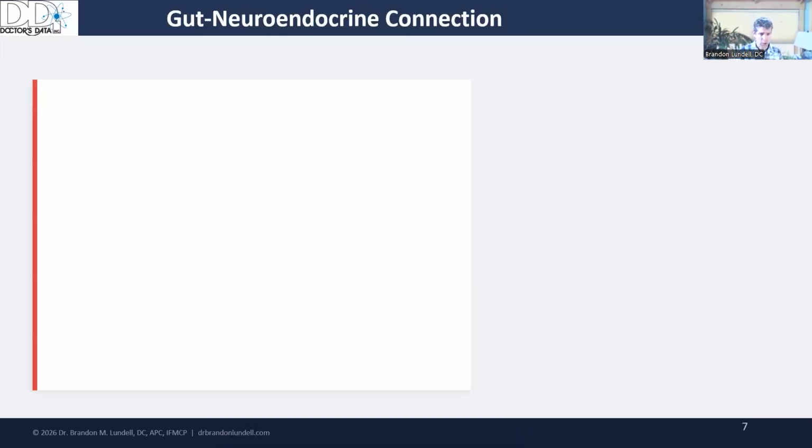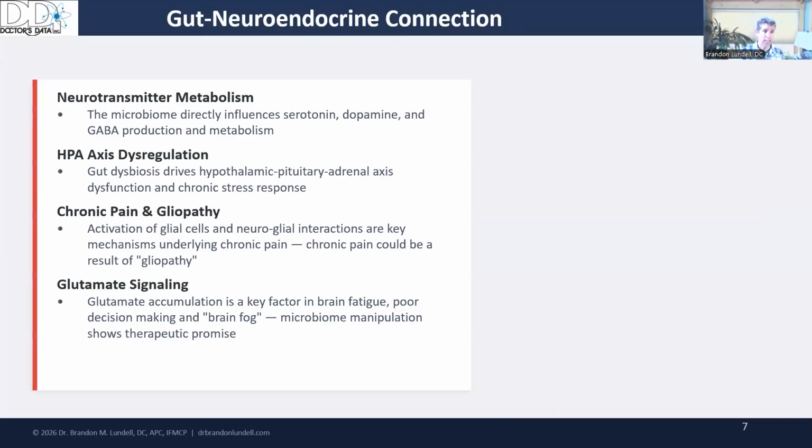So that's just a little snippet of the gut neuroendocrine connection. The gut affects neurotransmitter metabolism, HPA and adrenal dysfunction, and the chronic stress response. Chronic pain and gliopathy, meaning activation of glial cells and neuroglial cells because of the leaky gut and the metabolome, can cause and drive a lot of chronic pain.